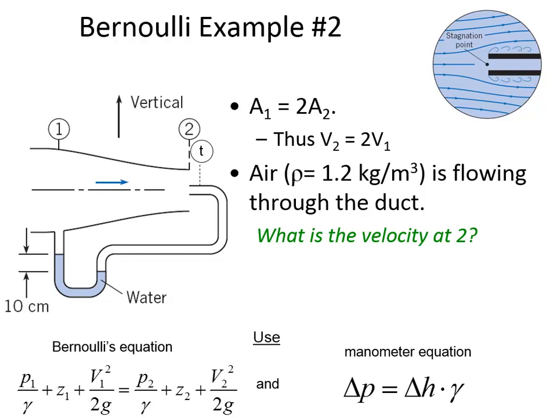So it's really interesting that we didn't necessarily have to know the actual pressure at 1 and 2. This differential manometer just measures the difference in pressure between 1 and 2. And knowing the difference in pressure between them is enough to find the actual velocity at 1 and the velocity at 2.